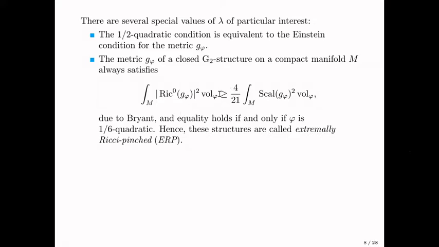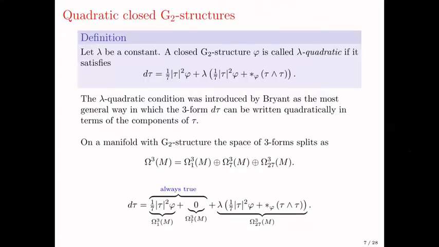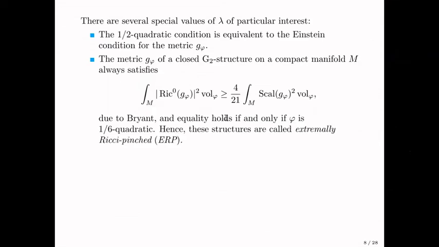And it turns out equality in this formula holds if and only if phi is lambda quadratic with lambda equal to 1/6. That's interesting again, because this is an inequality involving global quantities, these integrals over M, whereas the quadratic condition is a local statement. It's just describing things at one point. Because they saturate this pinching inequality, these structures are called extremely Ricci-pinched structures.